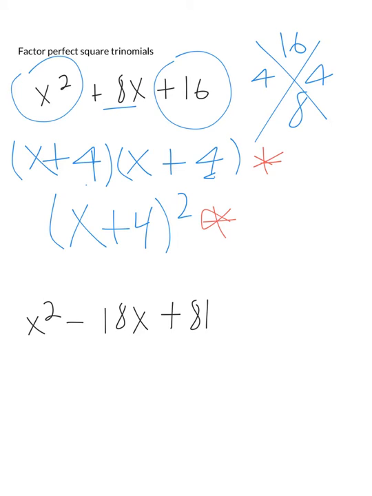Like looking at here, we have perfect square, but I need a negative. So negative 9 times negative 9 is positive 81, and negative 9 plus negative 9 gives you that negative 18.